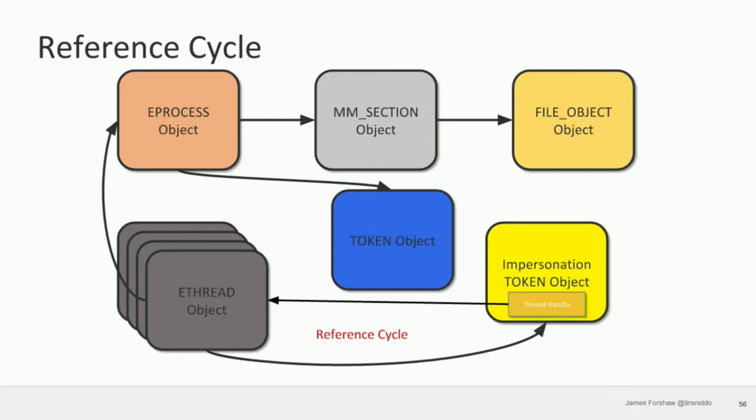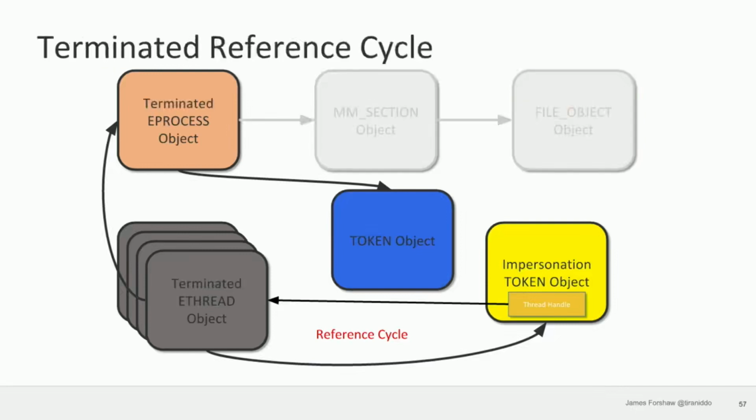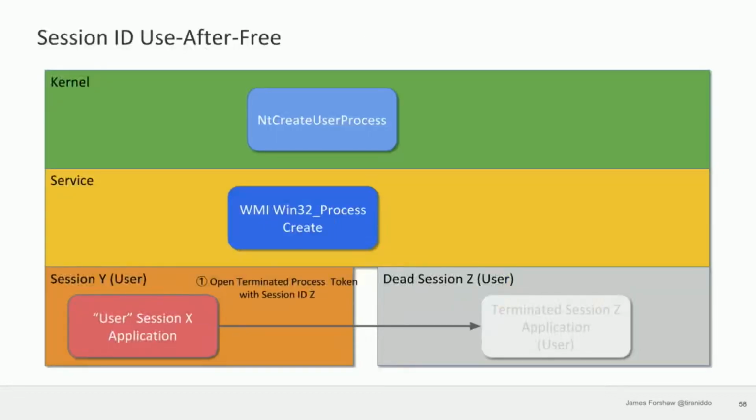Now, because my thread is maintained, it maintains the process. And the process maintains its token object. And this is unkillable. Like, it's already dead. It's terminated, but there's pretty much nothing you can do about it. It's just sitting there in memory, stuck, because there's a reference cycle you can't break.